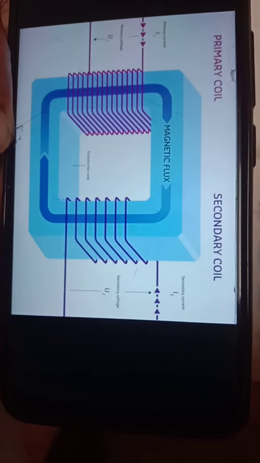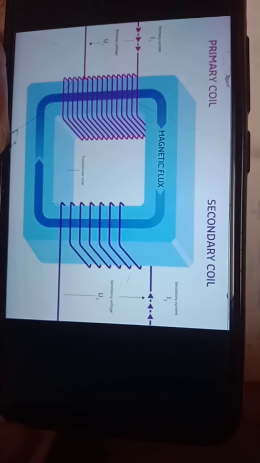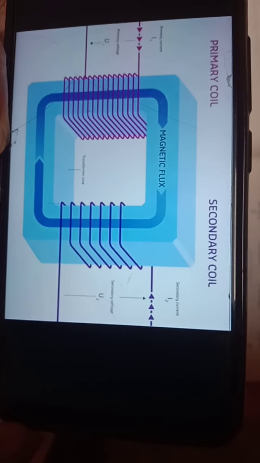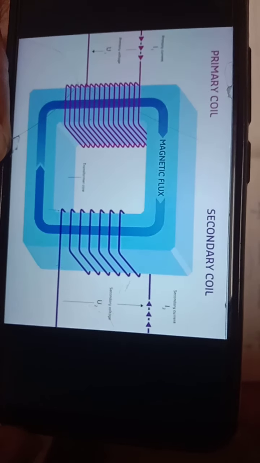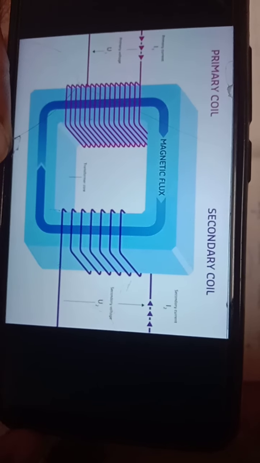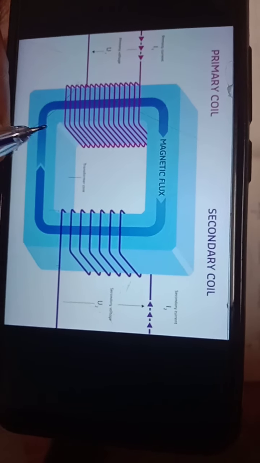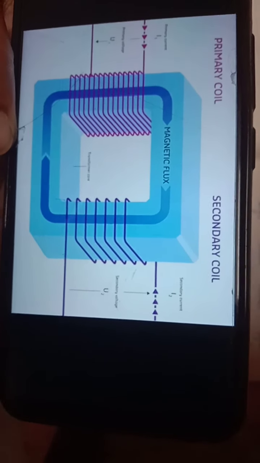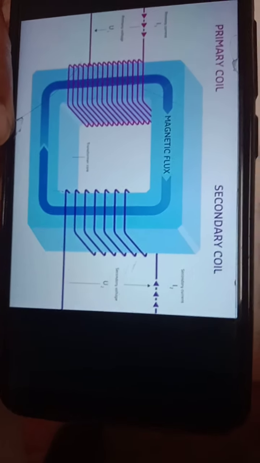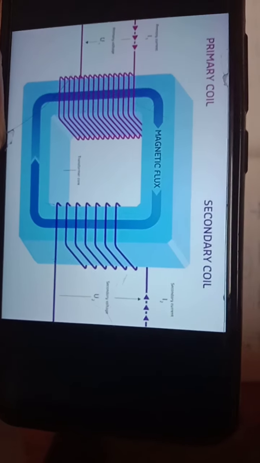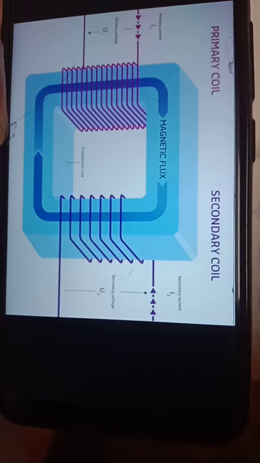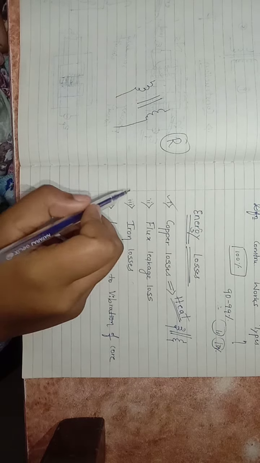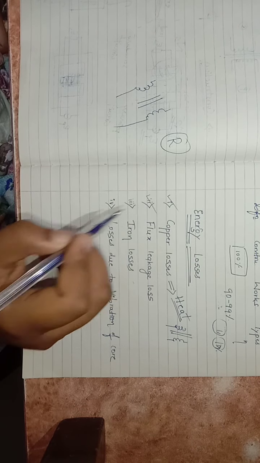Understood? So this is called what? Flux leakage losses. Because of the difference, or the imperfect balancing of the magnetic flux between primary coil and secondary coil, we get some electrical energy losses, and that is called what? Flux leakage loss. Okay, so this is about flux leakage loss.